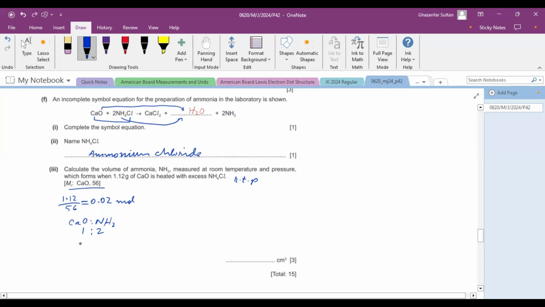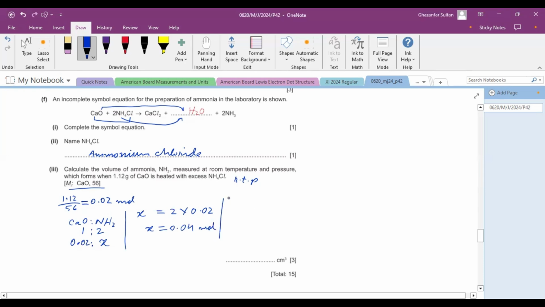So we can calculate the number of moles of ammonia. So X would be 2 times 0.02 moles. I'm sorry, I have written the mass here. It should be number of moles because we have the mole ratio in the equation. So the answer is, multiply by this, it would be 0.04 mole.